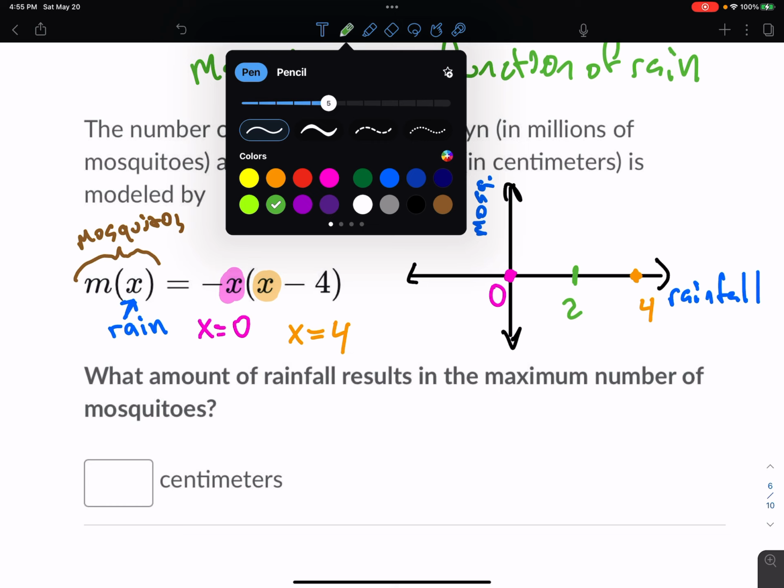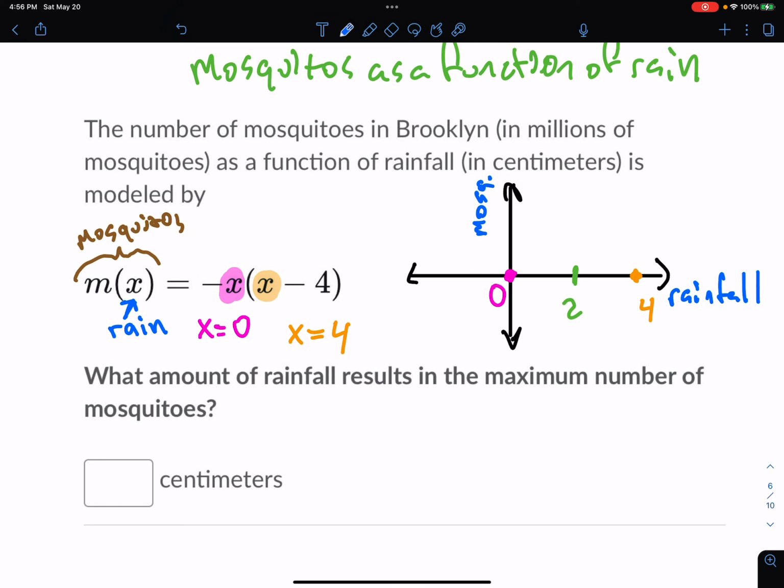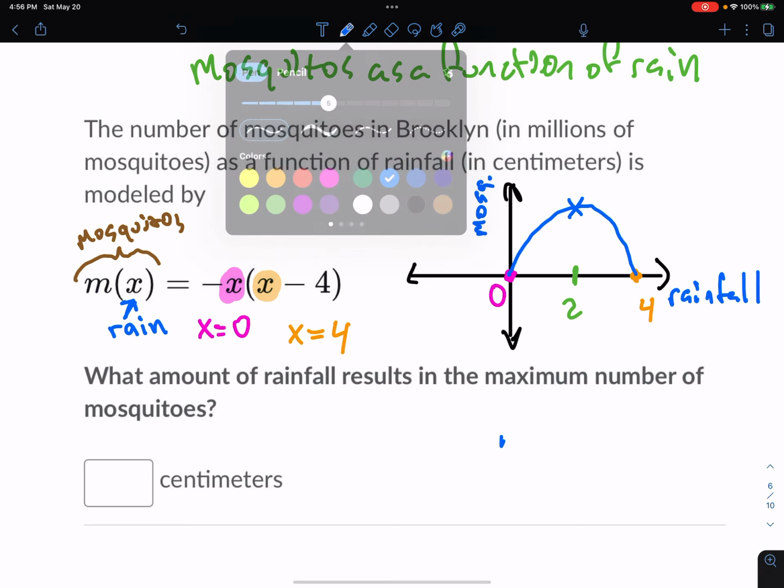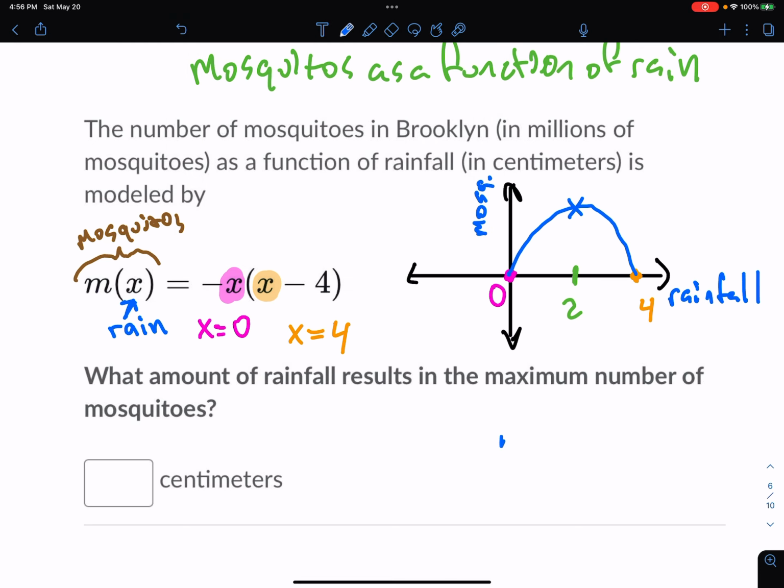And then if I were to graph this thing, here's my mosquitoes. With 0 amount of rain, we had 0 mosquitoes. They kept growing until they hit 2. And it started going back down, and we had 0 mosquitoes at 4. So up here is your maximum, your vertex. That's where the max is at.